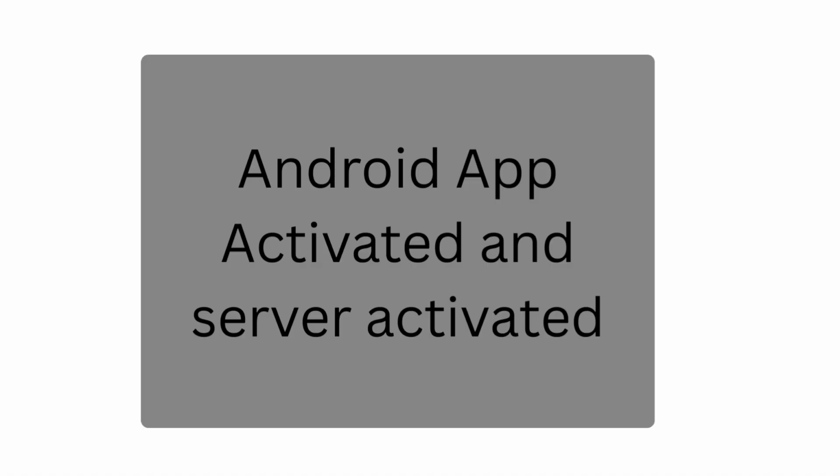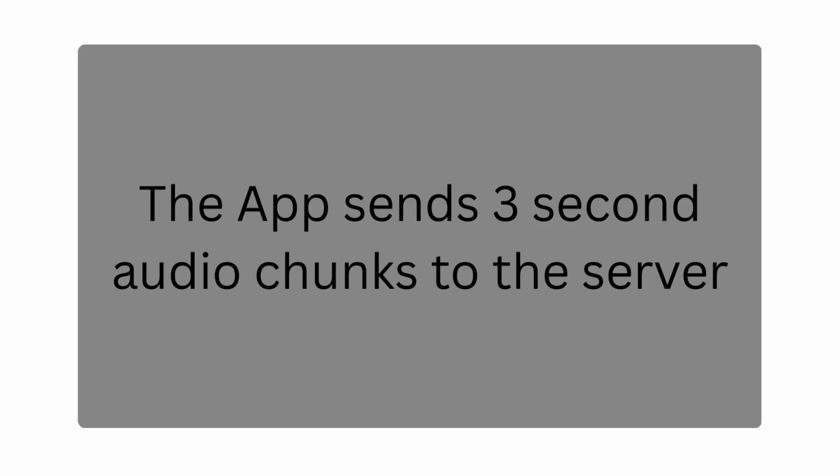The Vanrakshak architecture. The first phase is initialization, where the Android app and the server will be activated. Note that the Android app also has a hardware implementation that will be shown later in the video. After that, the app will send 3-second audio chunks to the server. We chose 3 seconds specifically because it's the perfect balance between data movement and the AI actually having enough time to check if there's a chainsaw.